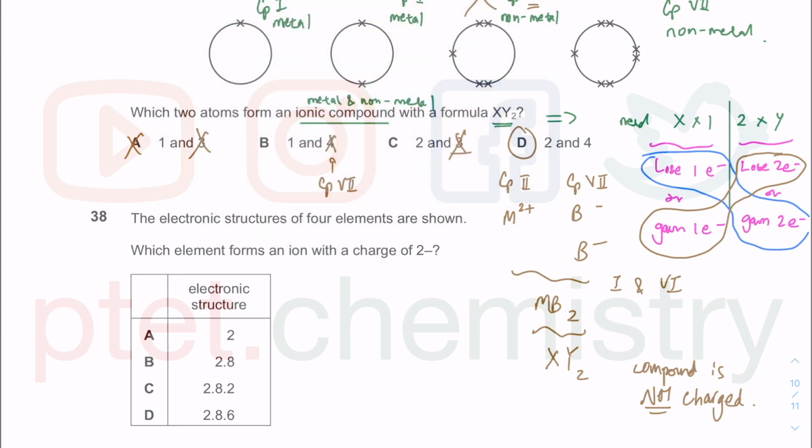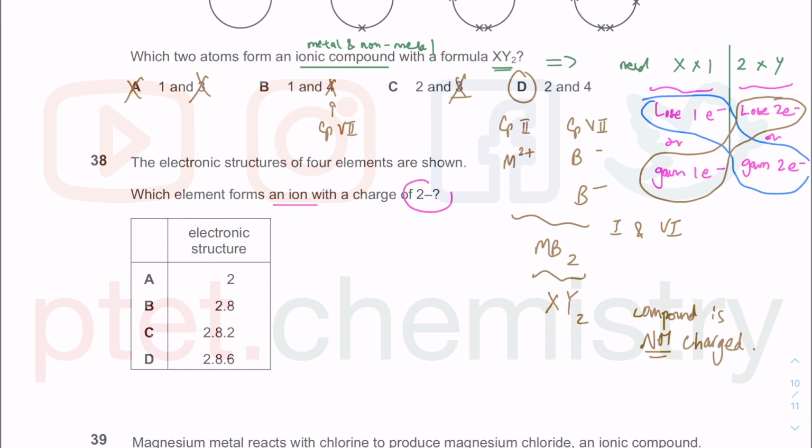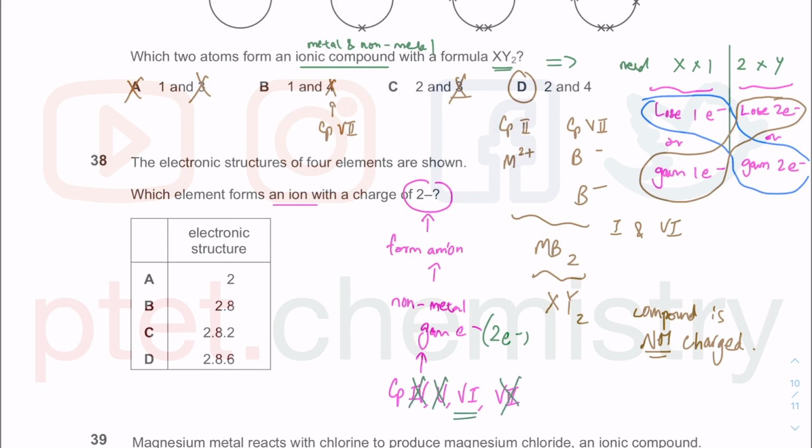Question 38. Which element forms an ion with a charge of 2 minus? So we want to form an anion. Anions come from non-metals. Non-metals gain electrons. So the non-metals belong to group 4, 5, 6, 7. Not group 8, because group 8 is fully filled already. But you want to gain 2 electrons. So very specific, yeah, 2 electrons. So cannot be 4, cannot be 5, cannot be 7. Must be group 6. So we're looking at 6 valence electrons, equal to group 6. They gain 2 electrons, and they will form an ion with a 2 minus charge, because it becomes 2,8,8.